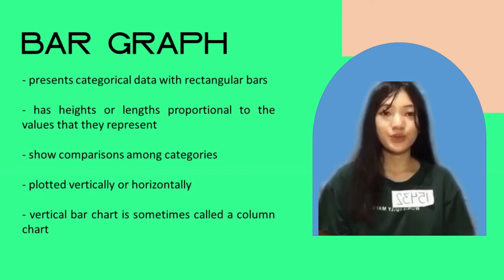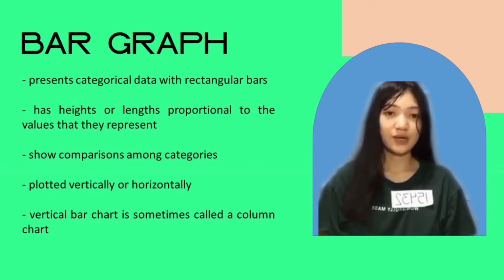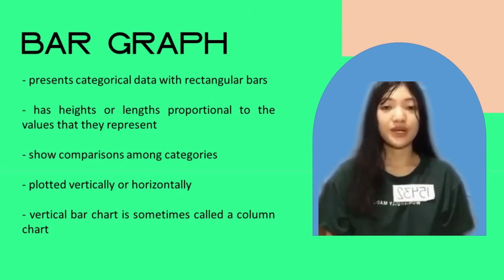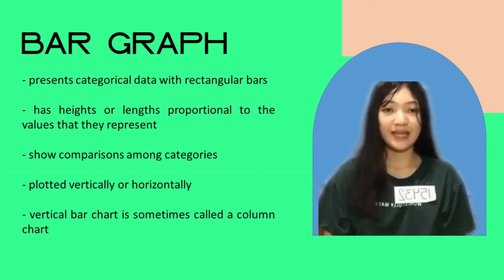It can also be used to show comparison among categories. The bars can be plotted vertically or horizontally. A vertical bar chart is sometimes called a column chart. Bar graphs are commonly used in financial analysis for displaying data. The important thing to know is that the larger the bars, the greater its value.